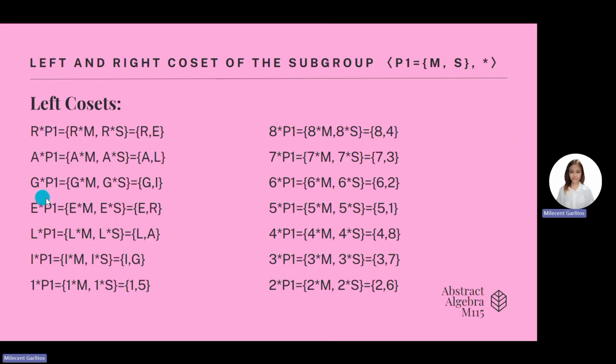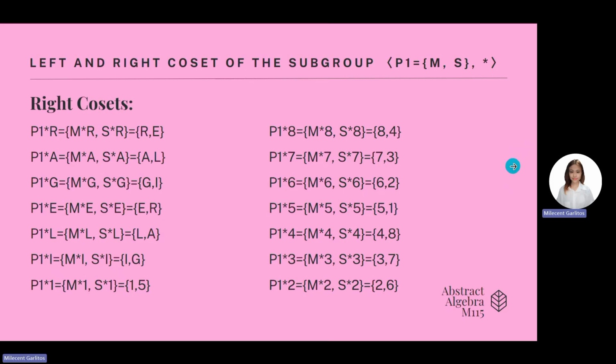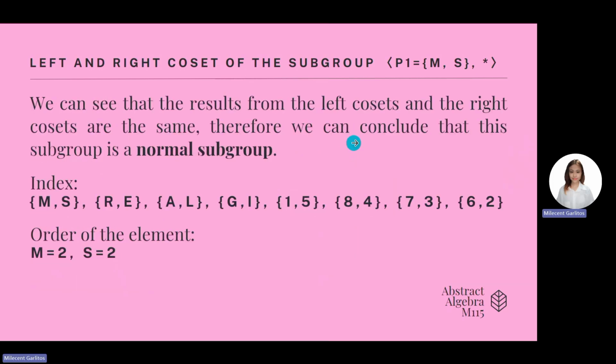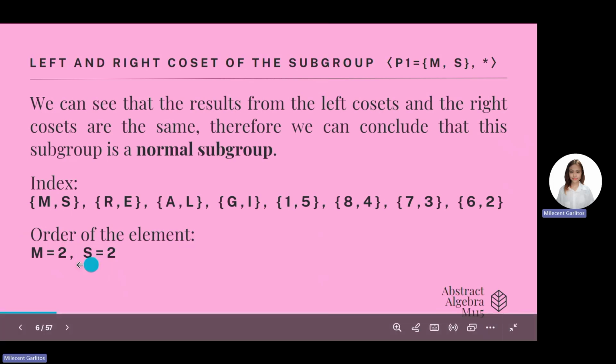Since it is observed that the right coset and left cosets are the same, we can conclude that this subgroup is a normal subgroup. Now the index of the subgroup, or the index of the coset of the subgroup, would be M and S, R and E, A and L, G and I, 1 and 5, 8 and 4, 7 and 3, and 6 and 2. And the order of the elements would be M is equal to 2, while S is equal to 2.